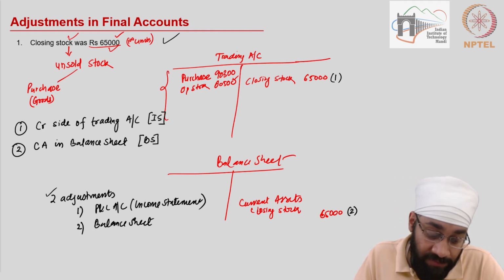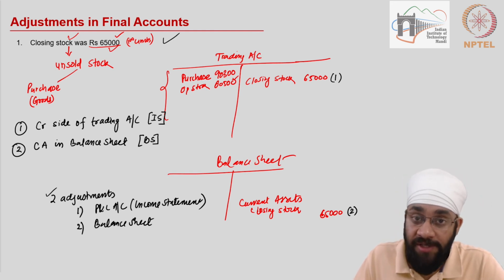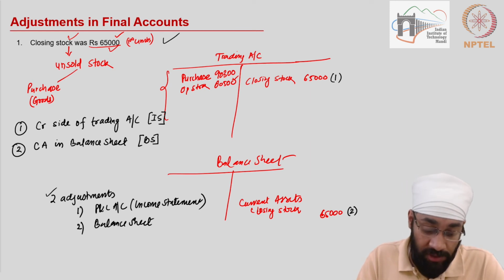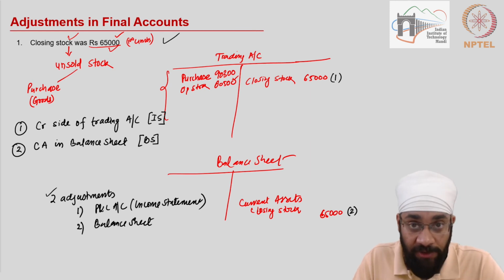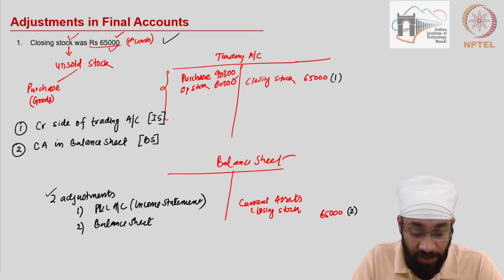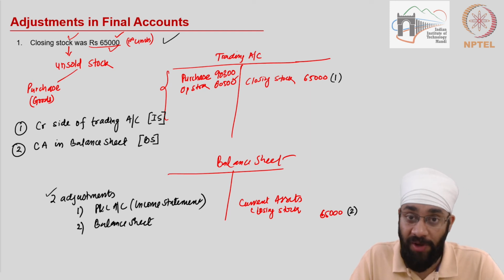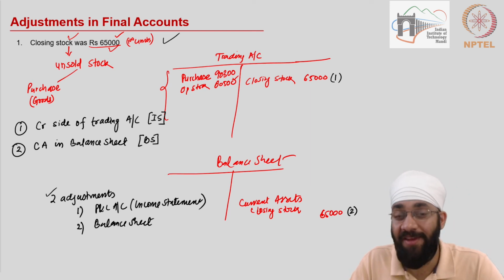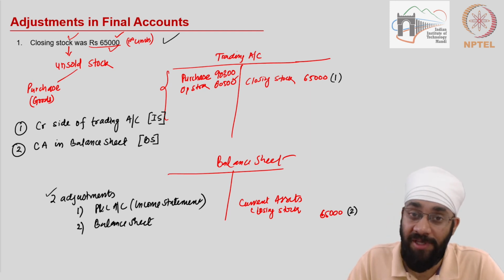Can we believe this to be true, that any adjustment goes to two places? There are two places where the adjustment needs to be made, and one of the places is in the profit and loss account, the other one is in the balance sheet. Well, let's look at a few more transactions, and then if we see the trend, then we will come to this conclusion.